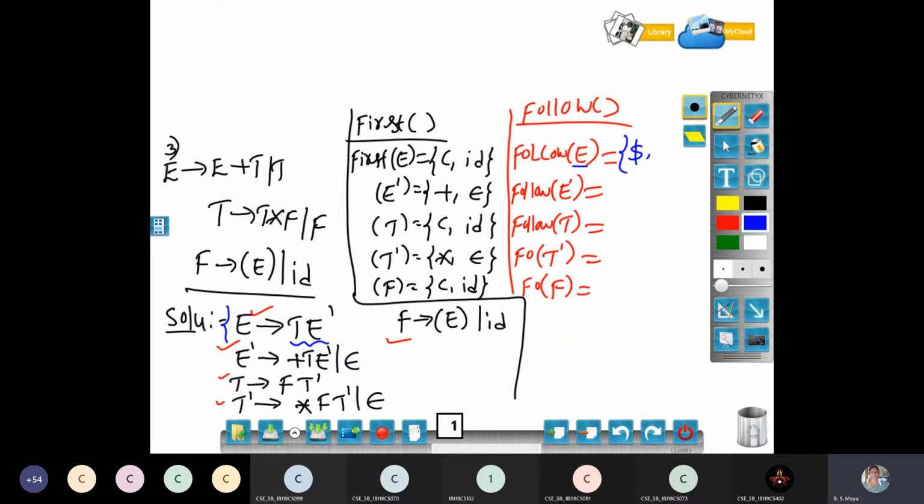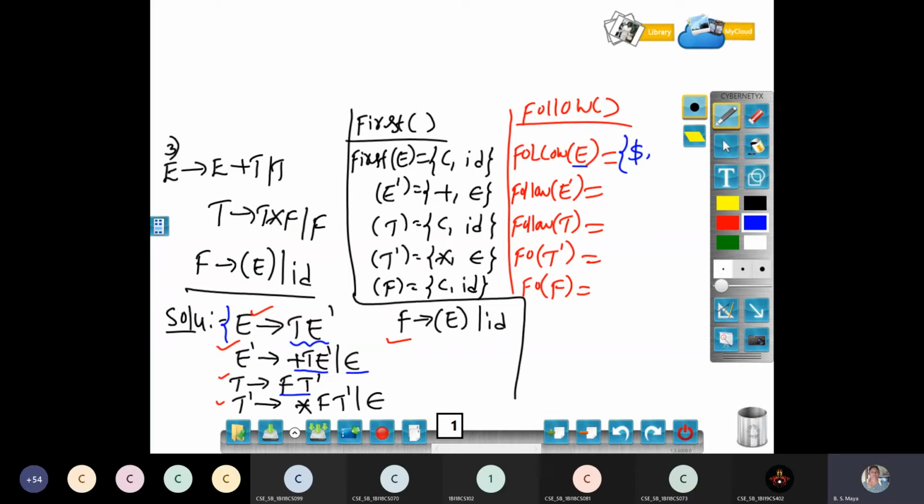Capital E is there? Non-terminal. No. Let me go for the second production. Check in both the alternatives. Capital E is there? No, ma'am. Capital E has only the epsilon production.